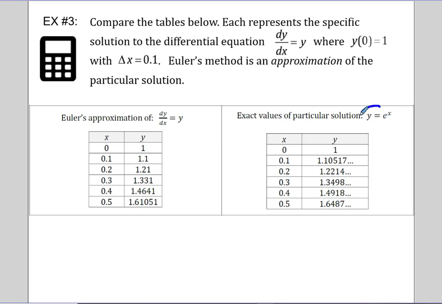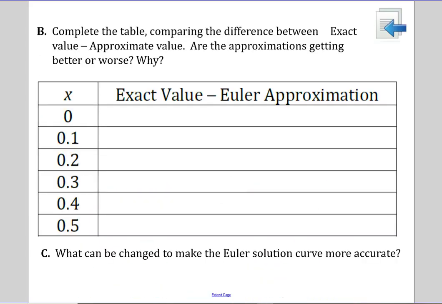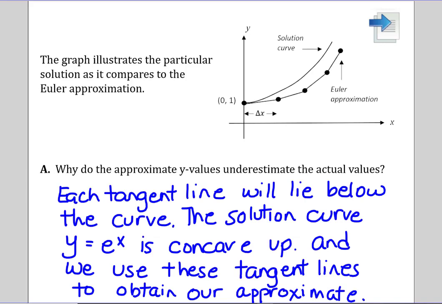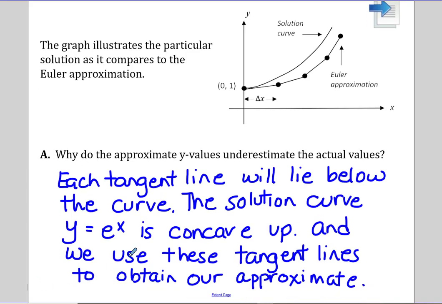So I would think about looking at this. This is our exact values. The function is e to the x, so we know that function is concave up. And these are our Euler approximation. So I would say something along this line. Each tangent line will lie below the curve, since the solution curve to y equals e to the x is concave up, and we used the tangent lines to obtain our approximation. So that's why it's going to be below the curve, because of that concavity.